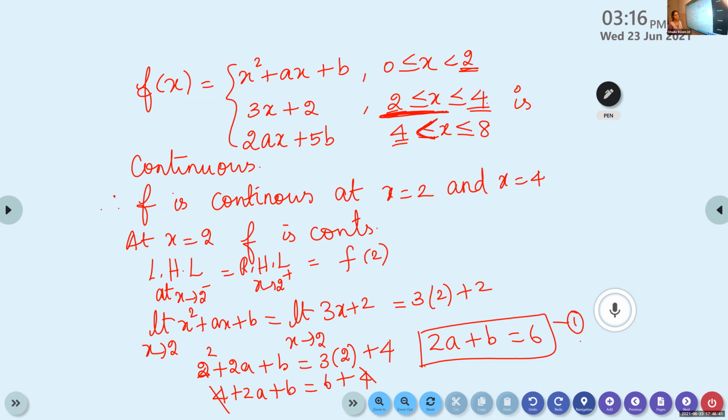Ma'am, 3 into 2 plus 2, right? It is okay, 3 into 2 plus 2. So you can cancel only the 2, isn't it? So is it 4? 2a plus b is 4. Look at the equation, children. Is it correct? What is the equation you are getting? Aryan, is it 2a plus b is 4? Check the equation. Is it like that? Check it.